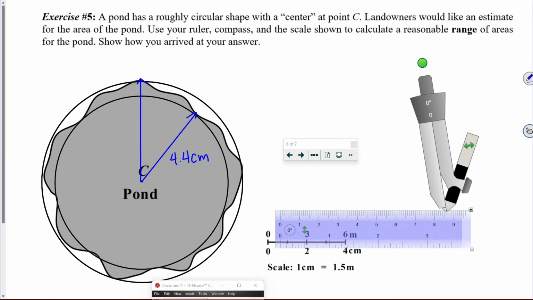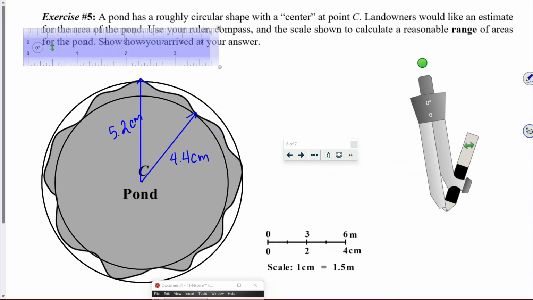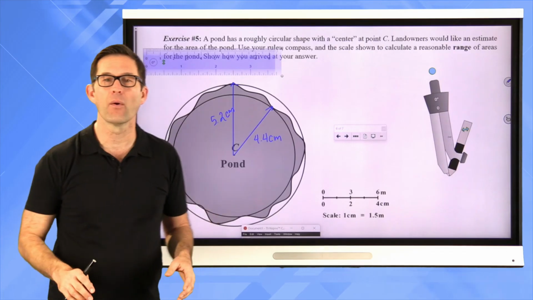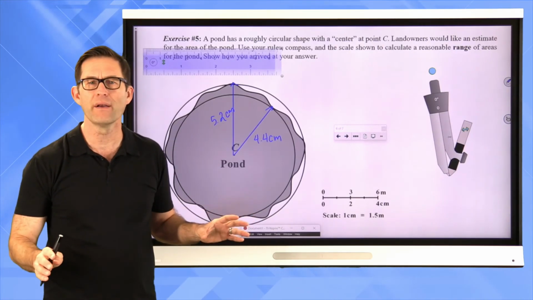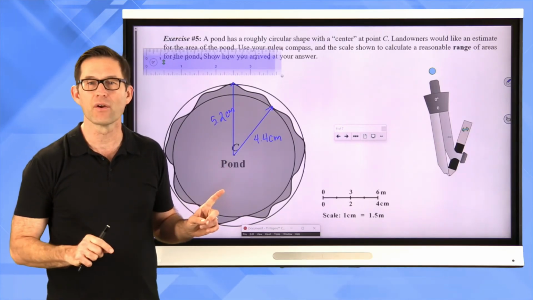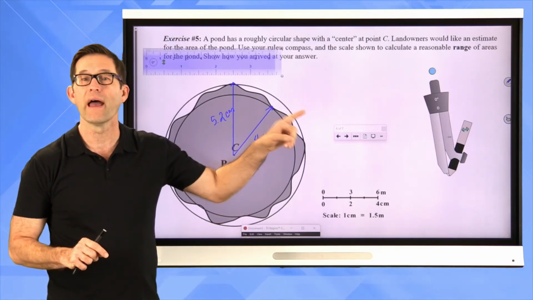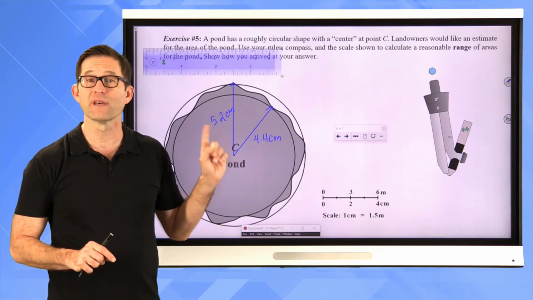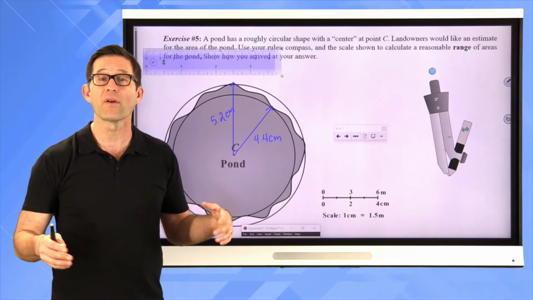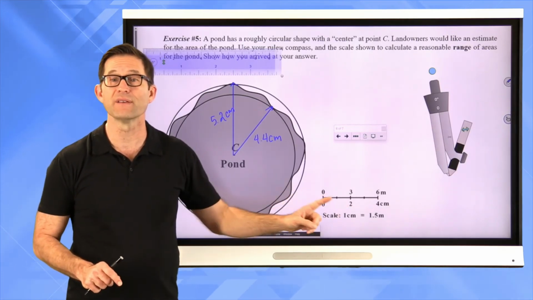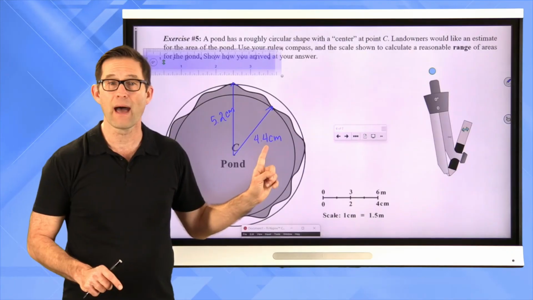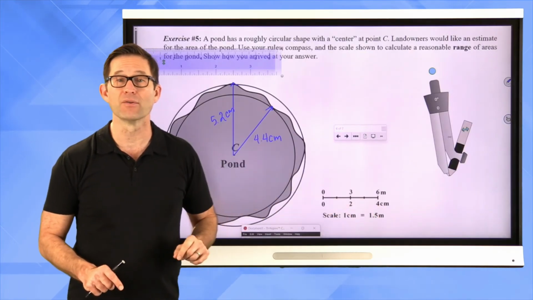Whoops. That's 5.2 centimeters, right? So whatever the actual area of the pond is, and that would be hard to figure out without some more sophisticated GPS techniques, it's going to have to be within the interval of the area of this circle and this circle. Now again, that 4.4 centimeters and that 5.2 centimeters aren't the actual radii, right? The actual radii we need to figure out from this conversion that says 1 centimeter on the map is equal to 1.5 meters in the real world.